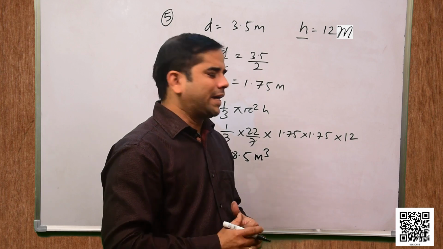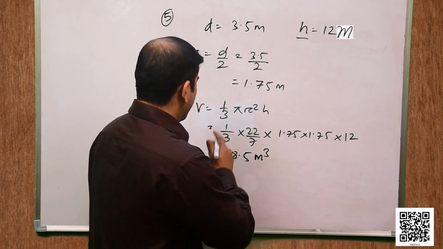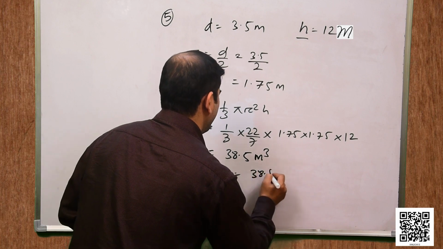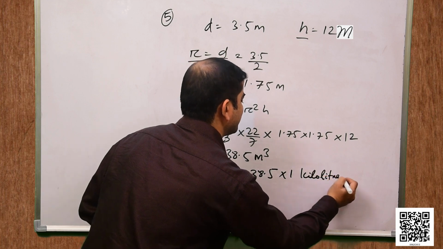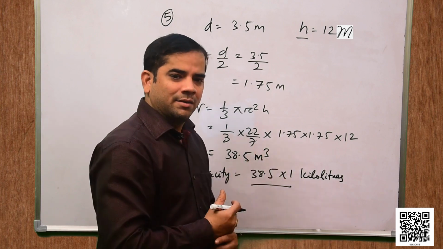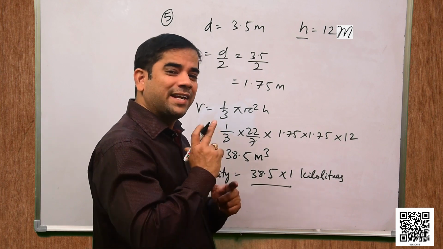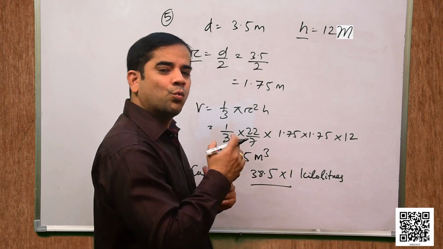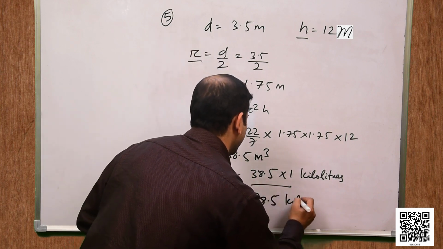Okay. Thus, what is the capacity then? So capacity is equal to 38.5 into 1 kiloliter. Why is it so? Why 38.5 into 1? Because 1 meter cube is equal to 1000 liter or 1 kiloliter. That is why 38.5 meter cube is equal to 38.5 into 1 kiloliters. That is 38.5 kiloliter.